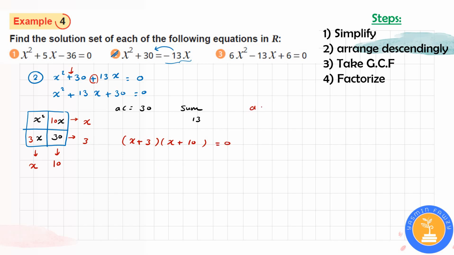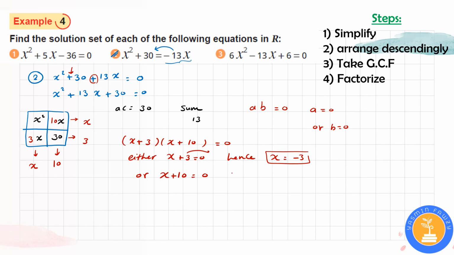So do you remember when we said that if A times B equals 0, it means either A equals 0 or B equals 0, or both of them equal 0? So if we think that this term is A, so we can say that, either x plus 3 equals 0, and hence I will put the 3 on the other side. x equals -3. This is the first value of x. Or x plus 10 equals 0, and hence x equals -10, and this is the other value.